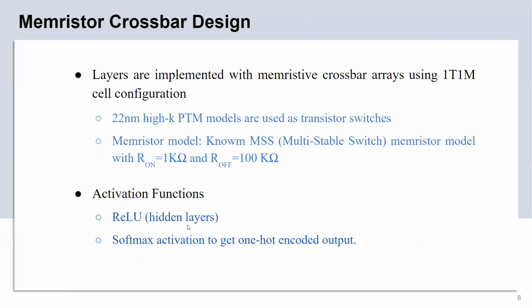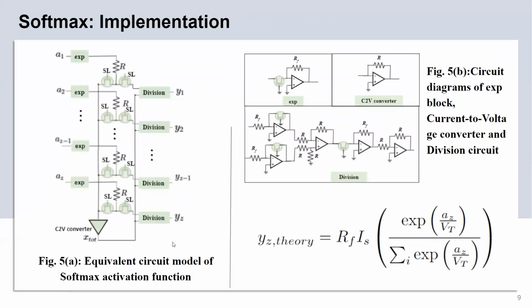The activation functions used are ReLU and Softmax at the output node. Figure 5A shows the equivalent circuit diagram of the Softmax activation function. The Softmax activation function mainly consists of an exponential layer, summation, and division. The circuit-level representation of the exponential block and division block is shown in figure 5b.